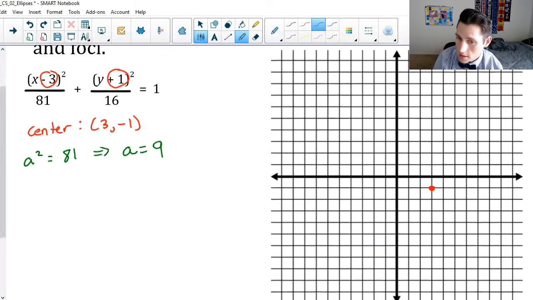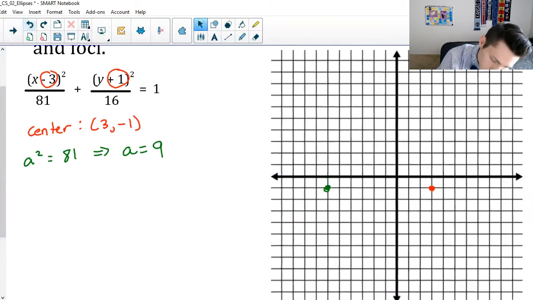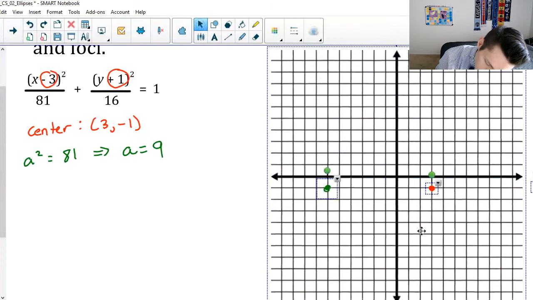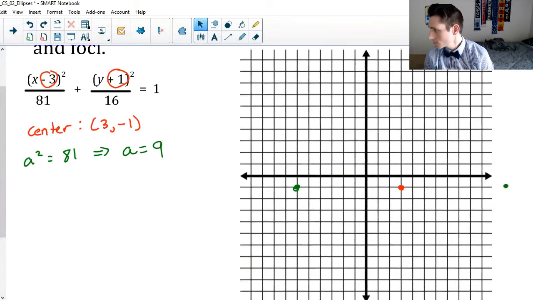So to find my vertices along my major axis, I'll start from my center and go to the left 9. 1, 2, 3, 4, 5, 6, 7, 8, 9. And I'll go to the right 9, so I'm going to have to go off the graph a little. 1, 2, 3, 4, 5, 6, 7, 8, 9. I don't know if you can see that on the stream. Let me shift over a little.